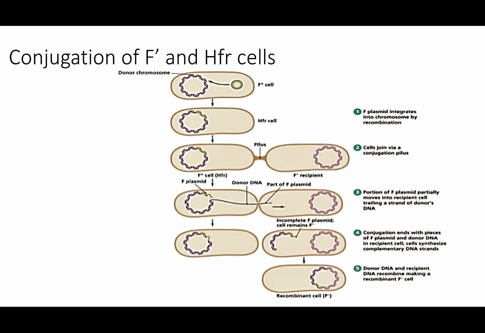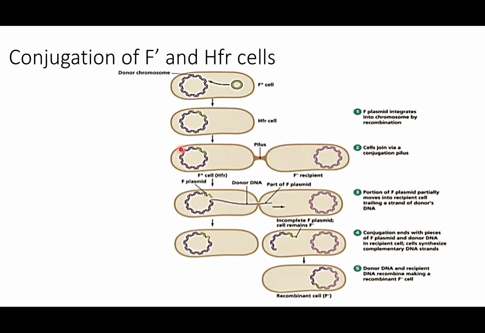Conjugation may also transfer chromosomal DNA, though. This is because the F plasmid occasionally integrates inside the bacterial chromosome, as shown here. So we start out with an F plus cell. The plasmid has become part of the chromosome, and as conjugation progresses and we start to replicate that plasmid, it's going to also replicate nearby host DNA.